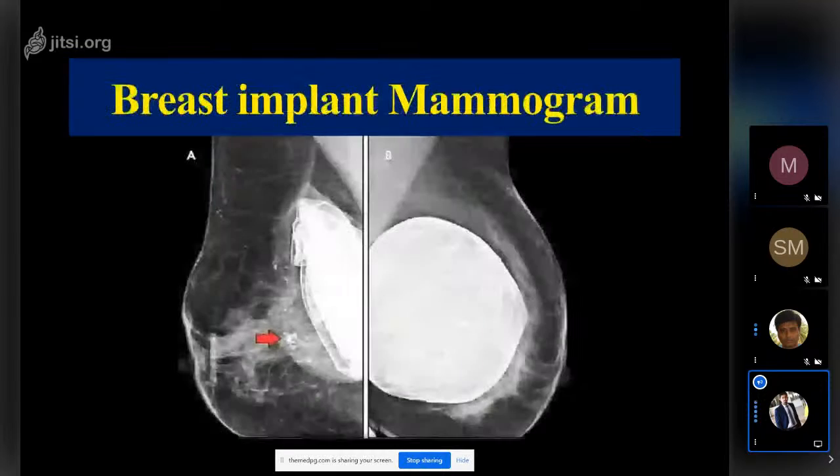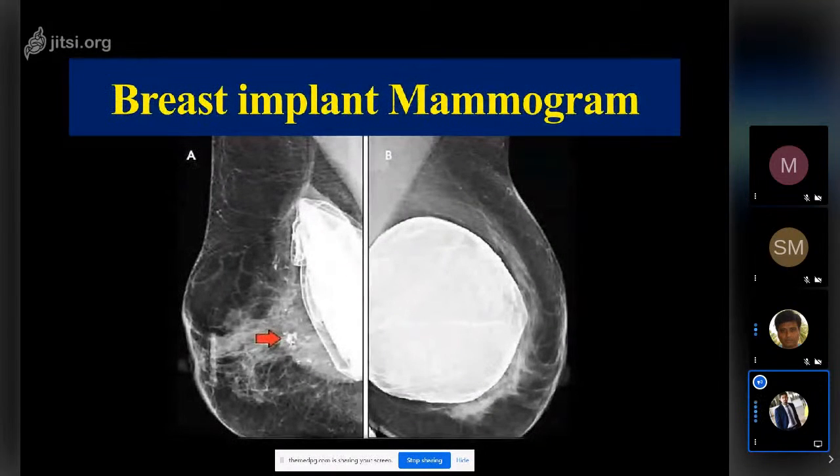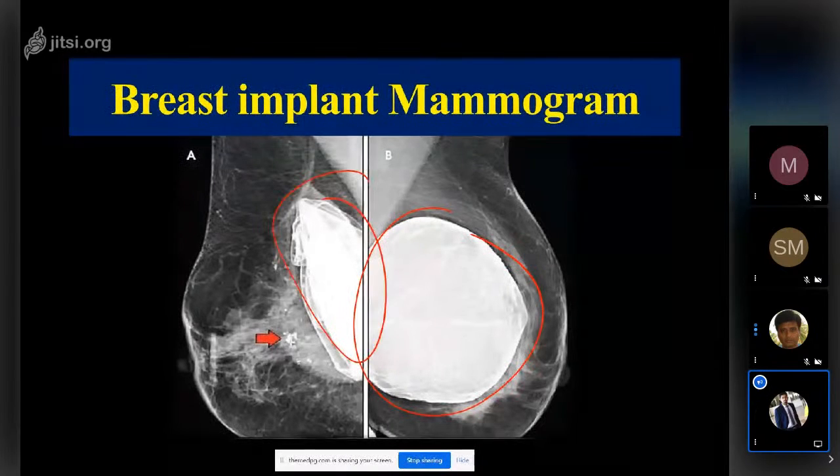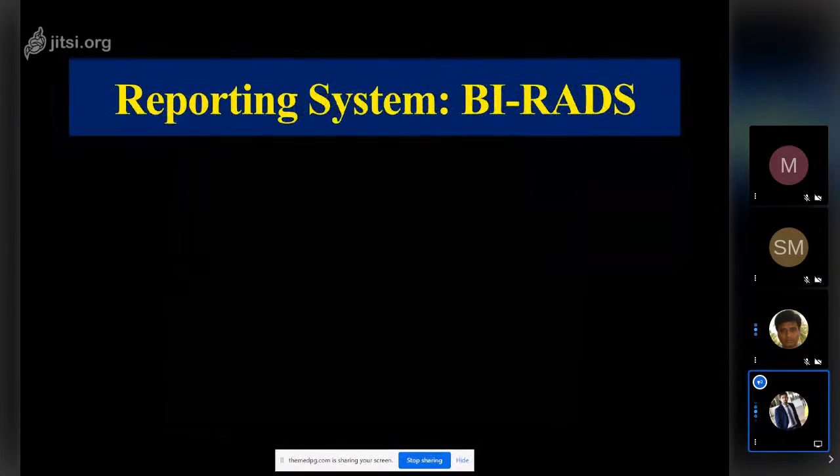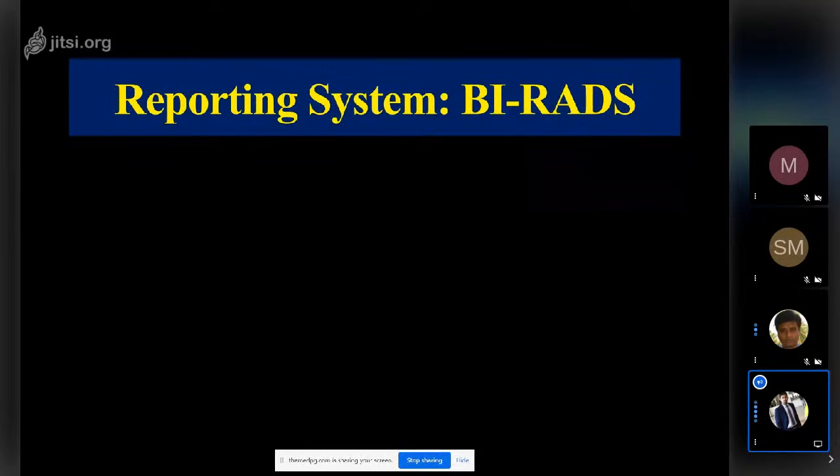Okay. Now, the dense tissue that you are seeing here is nothing but the breast implant which is present here. Now the reporting system in breast imaging becomes very important. This is called the BI-RADS system: Breast Imaging Reporting and Data System.